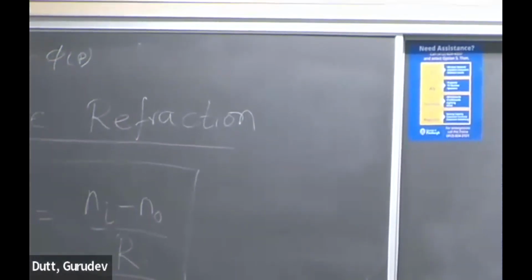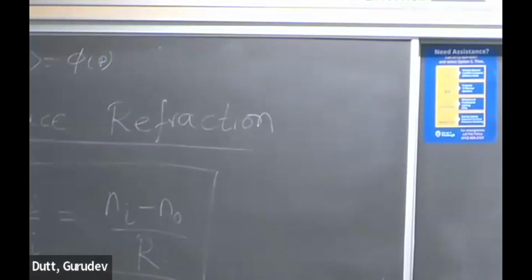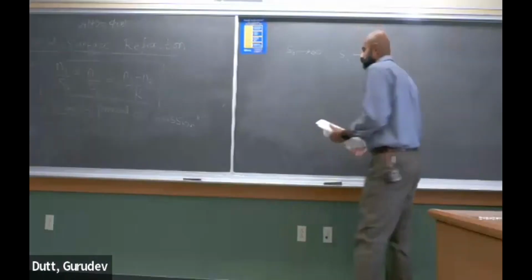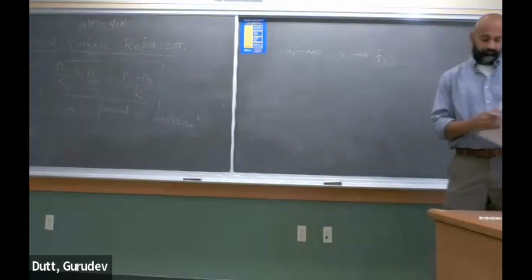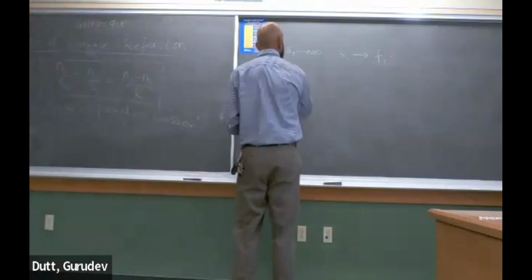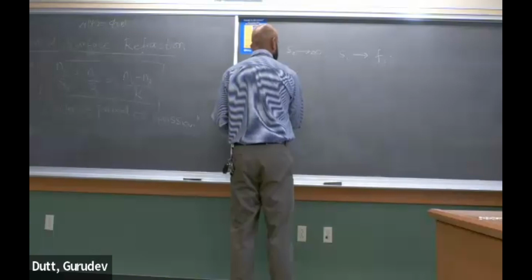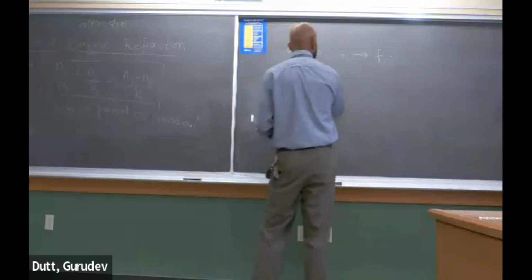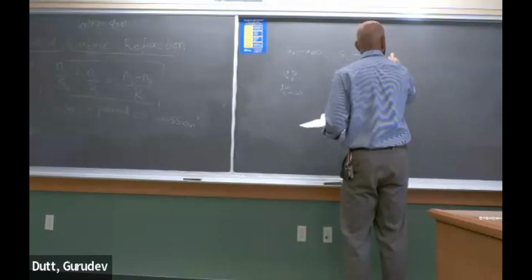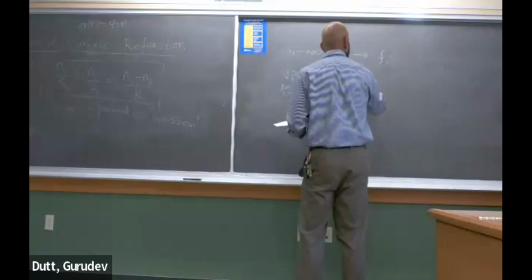As S naught goes to infinity, SI tends towards a distance which we call the focal point, or the image focal point, Fi. Coming back to this drawing, this vertex is the point where the lens crosses the optical axis, and the distance Vp, in the limit that S naught goes to infinity, SI tends to Fi. This is called the image focal point.